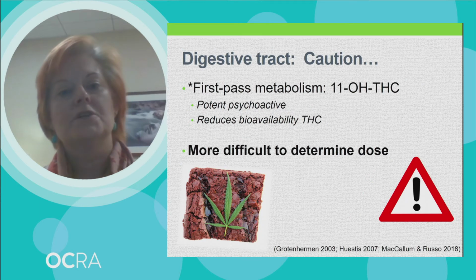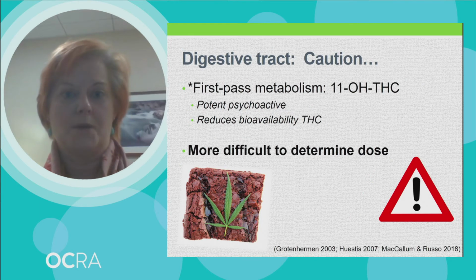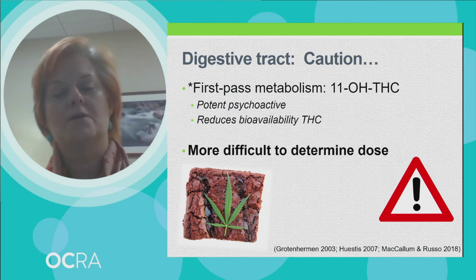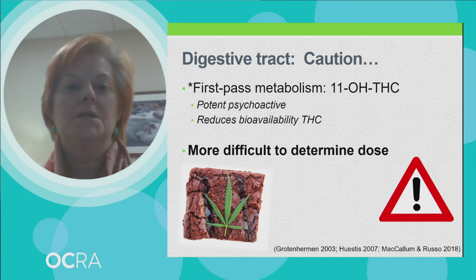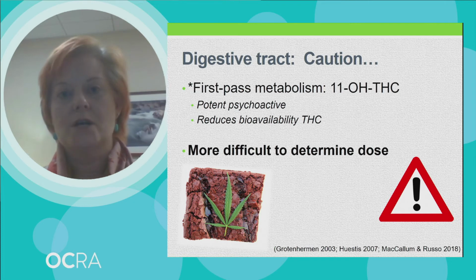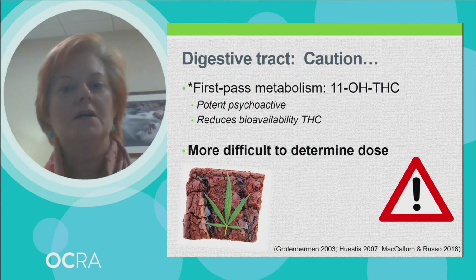I also want to caution about taking in edibles as your medicine. There's something that happens when we take medicine through the stomach: you get something called first pass metabolism. First pass metabolism is when the blood flow from the stomach, where the medicine is absorbed, goes straight to the liver first off. And the liver then metabolizes the THC into something called 11-hydroxy-THC. 11-OH-THC is the chemical abbreviation for that. And 11-hydroxy-THC is a very potent psychoactive in and of itself.